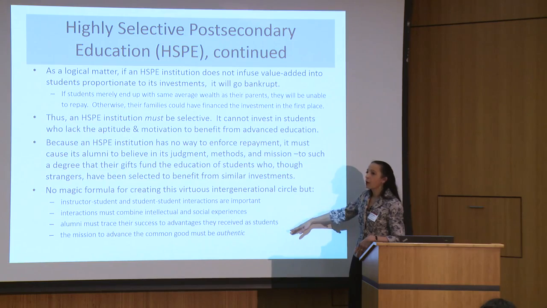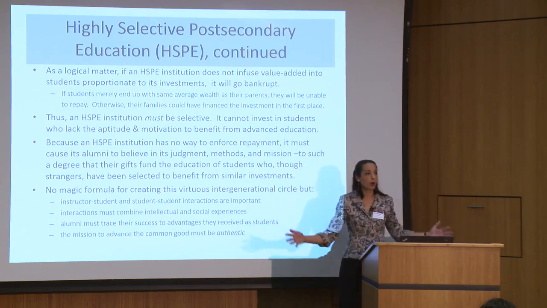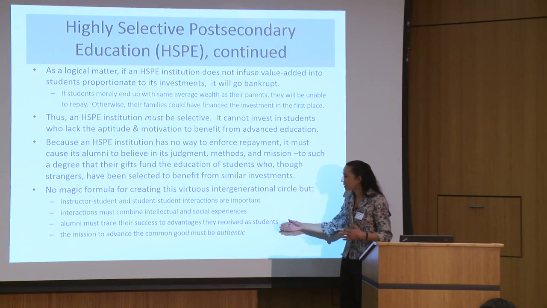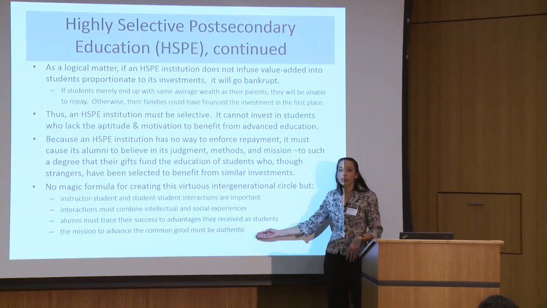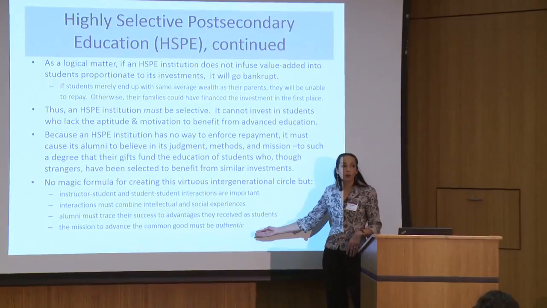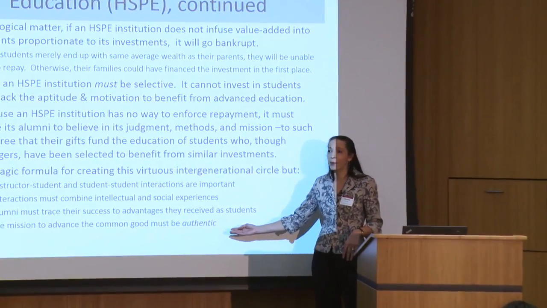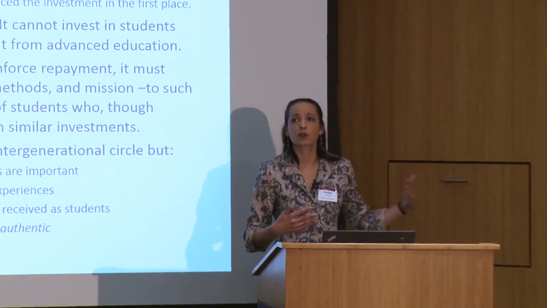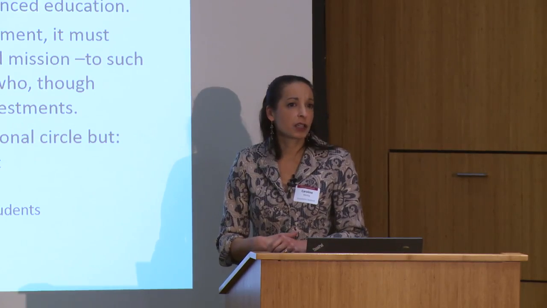We need to have our alumni trace their success to the advantages they received as students. That doesn't necessarily mean only intellectual advantages, but the whole broad array of things that they got while they were at places like this. And then we need to have the mission of these institutions to advance world or social welfare be authentic, because people will not want to help the next generation of students, of researchers, and so on, if they do not believe that we're authentically engaged in that mission.